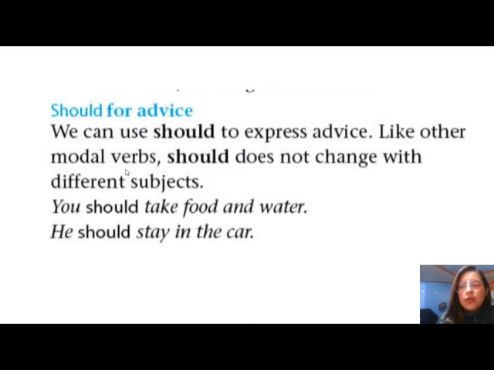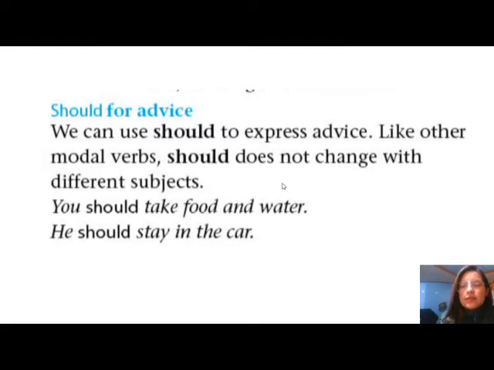Like other modal verbs, should doesn't change with different subjects. Ok, entonces nosotros utilizamos el modal should para expresar consejos, ok? And remember, you can use should with different subjects. I, you, he, she, it, we, you, they. And should doesn't change. Y should no cambiará, ok?